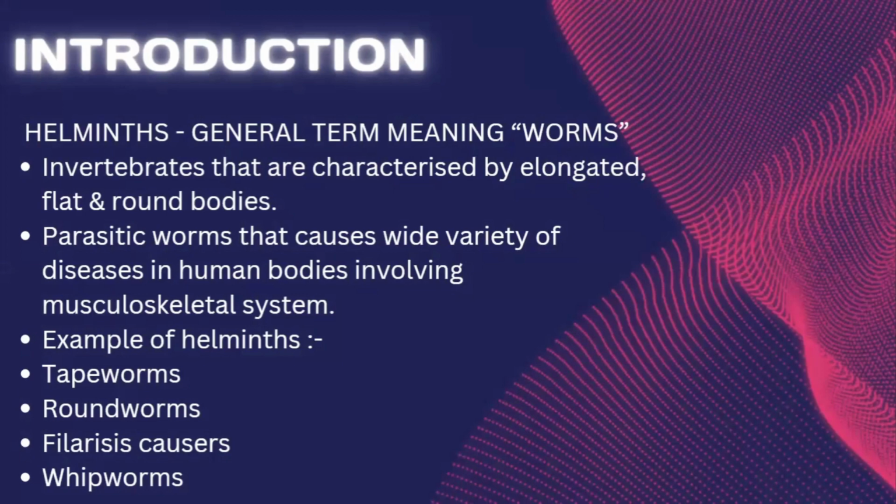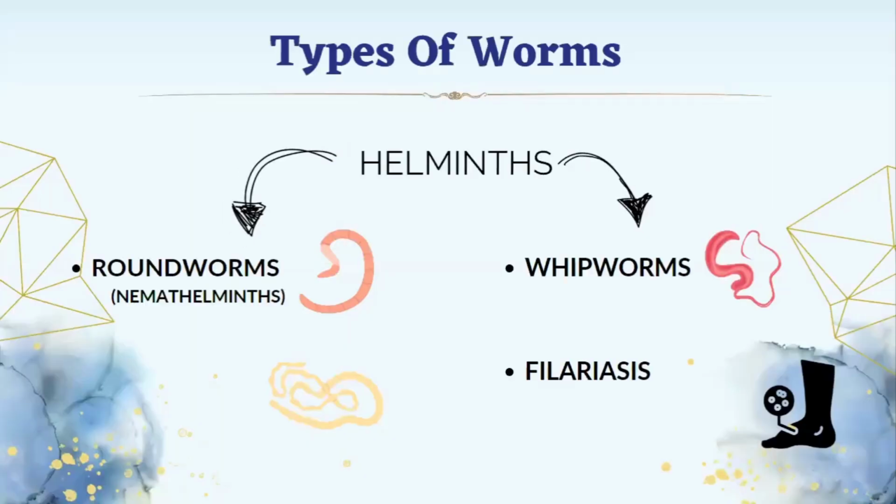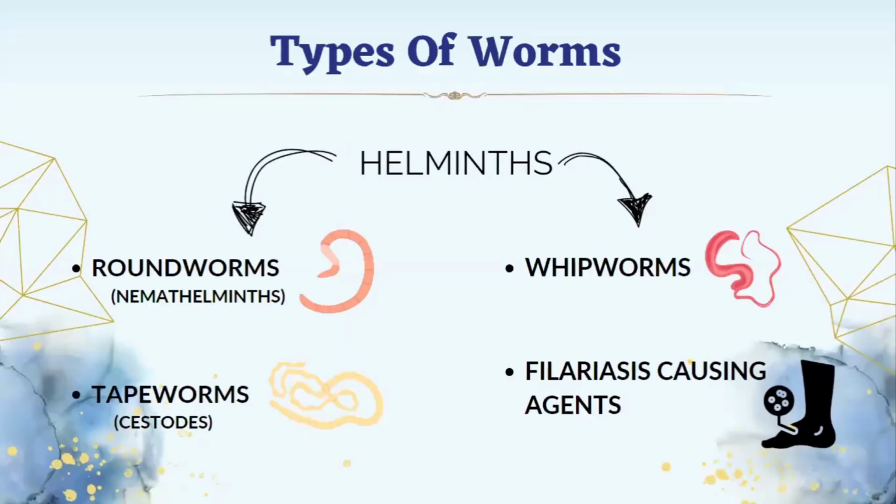There are various types of helminths, and some of them are mentioned here, such as tapeworms, roundworms, filariasis causing agents, and whipworms. So, based on that, we can say that anthelmintics are a group of antiparasitic drugs that expel parasitic worms and other internal parasites from the body by either stunning or killing them. Now, various types of helminths are categorized as roundworms, tapeworms, whipworms, and filariasis causing agents. We can easily determine the difference in their structure.